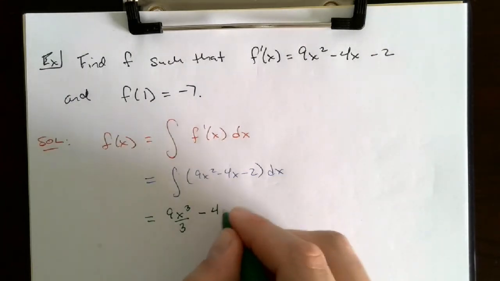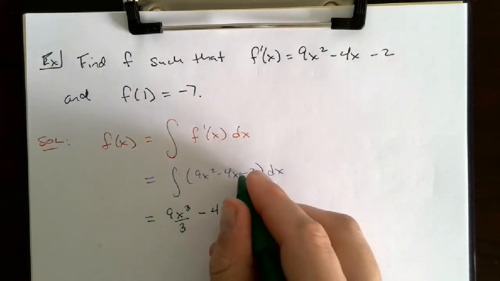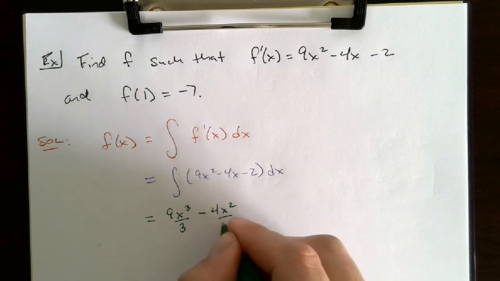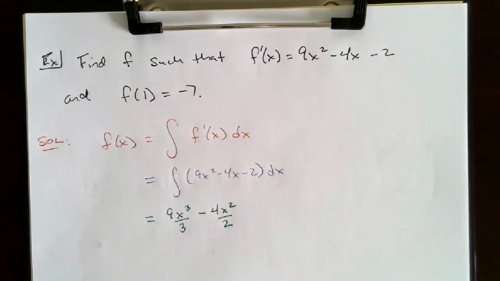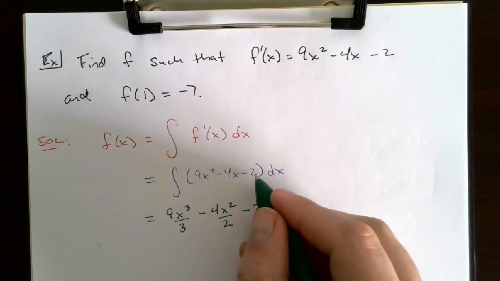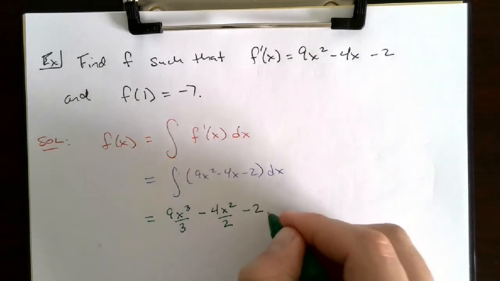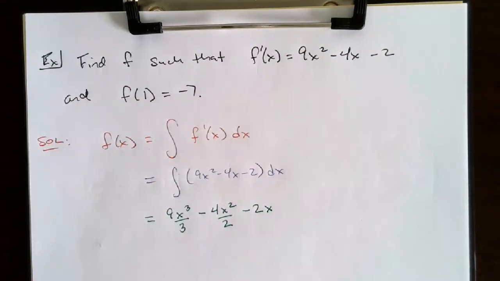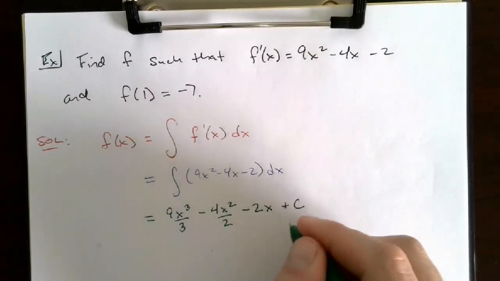Minus, here we've got 4x to the, remember this power is 1, so you add 1 to that, that would be 2, and divide by that same new power, so divide by 2. And then minus, if you have a constant, the antiderivative of that would be the constant times the variable, so minus 2x, and then we have plus c.